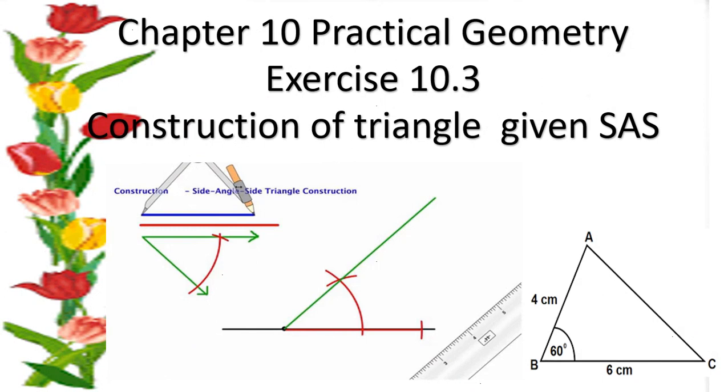Hello students, today we are going to construct a triangle when two sides and the angle between them are given. That is, the angle is the included angle. So here we are constructing the triangle on the basis of SAS, that is side angle side, and that angle is the included angle. So let's start the construction.